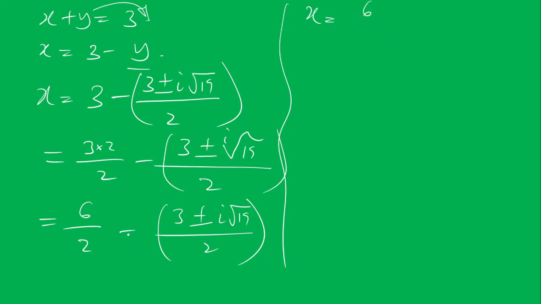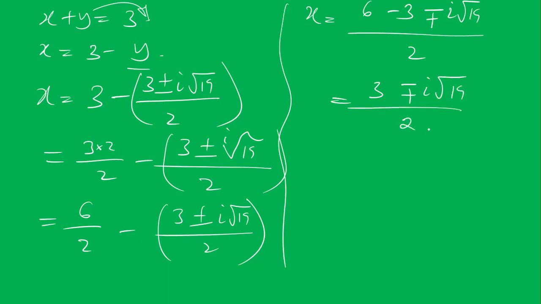Now open the bracket. Since the denominators are the same, we add the numerators. So you have 6, minus times 3 will give you minus 3. Then minus times plus will give you minus, and minus times minus will give you plus. So you now have i square root of 19 divided by 2. So 6 minus 3 will give you 3, minus or plus i square root of 19 all over 2.